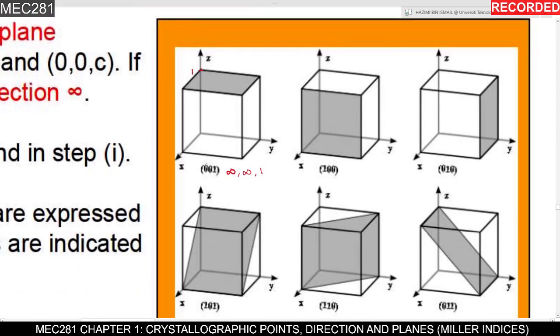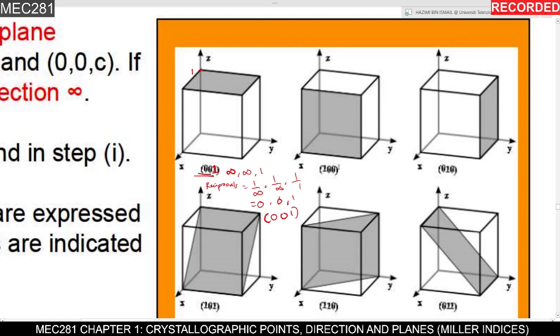So when you do the reciprocals, you have to invert: 1 over infinity, and then 1 over infinity, and then 1 over 1. You invert that number, and 1 over infinity is 0. You know that from calculus. 1 over infinity is 0, and 1 over 1 is 1. So the final Miller indices of this plane is, in parenthesis, (0, 0, 1). So that is our number.